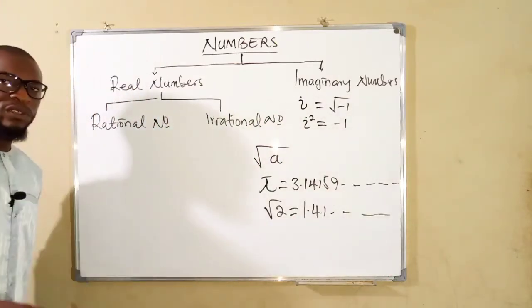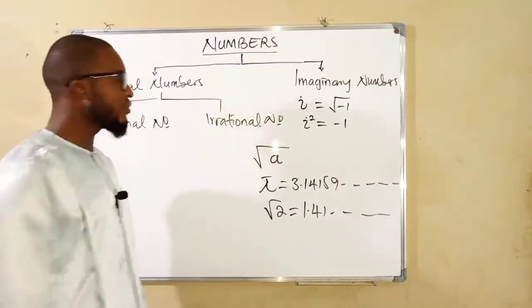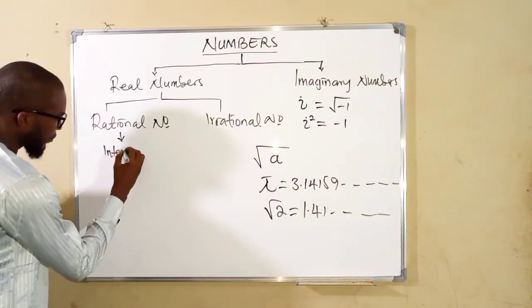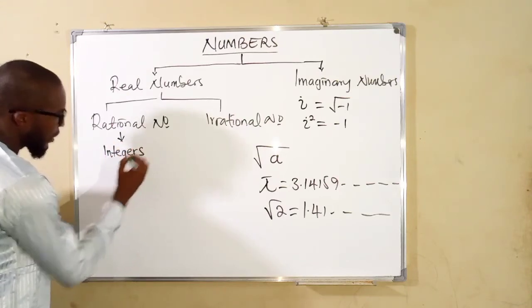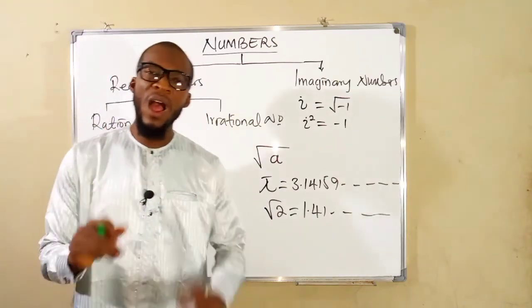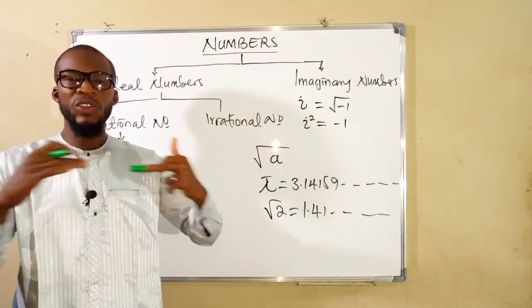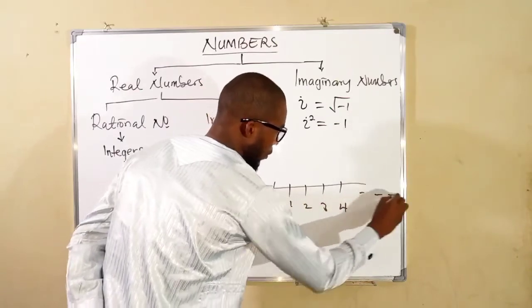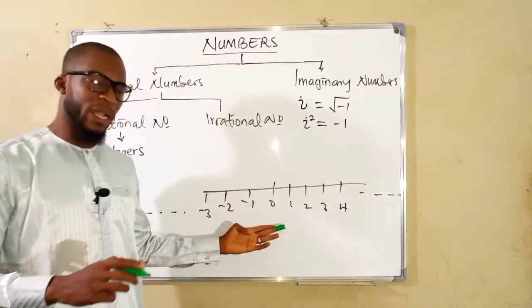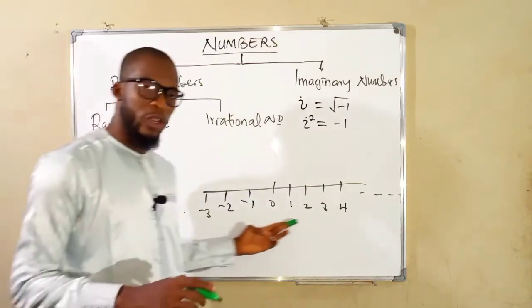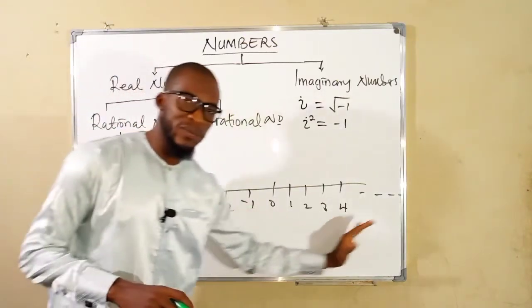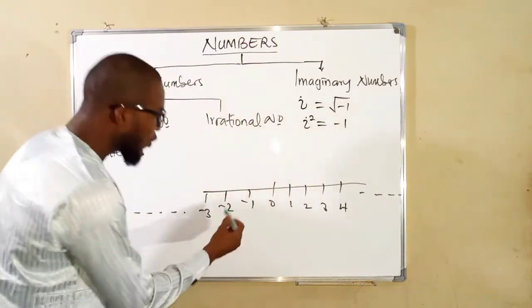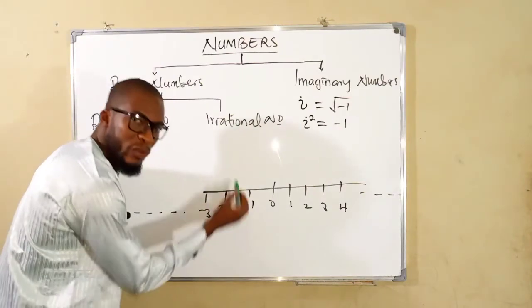So coming back to rational numbers, we have other subsets of these rational numbers, and the first one we have are the integers. Integers are just those numbers on the number line. This is a number line. Every number you can see on a number line is an integer. We have the positive numbers, we have the negative numbers, including 0, they are all integers. Excluding the numbers in between them.